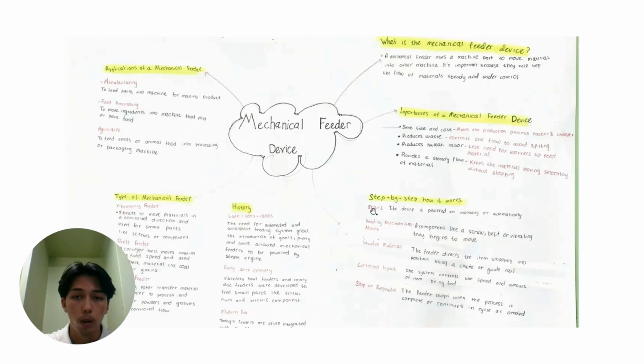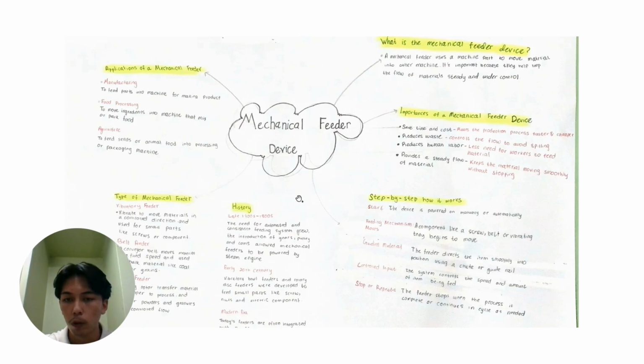For your information, the mechanical feeder device plays a big role in today's technological world and is used in various fields, and it plays an important role in advancing the world right now. So first, we will go to what is a mechanical feeder device. A mechanical feeder uses a machine part to move material into another machine, and it's important because it helps keep the flow of material steady and under control.